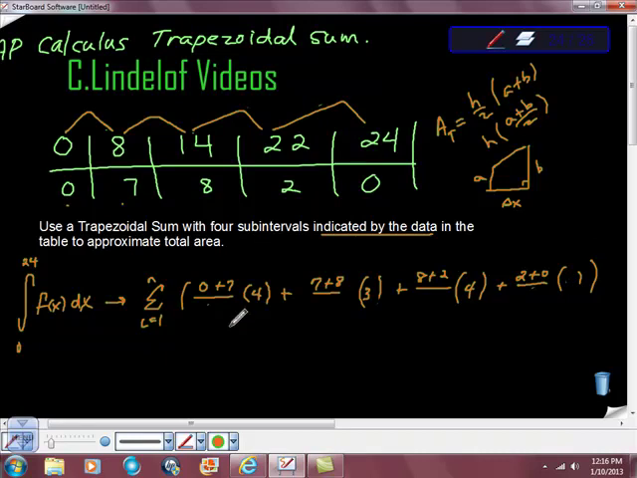Right? So we'll get 0 plus 7 is 7 times 4 is 28. Plus 15, that's 43, plus 40, plus 2 should give us a total of 115. All right, so that's how I would use the trapezoidal rule.